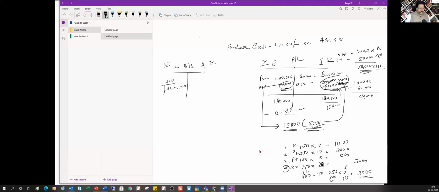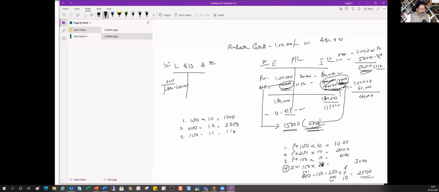Let me take the same example. First time, when I purchased 100 numbers, I purchased at 10 rupees, which is 1,000 rupees. The second time, when I'm purchasing 200 numbers, the rate has become 12 rupees. The cost has gone up, so my cost is now 2,200. The third time, when I buy 100 numbers, the rate has become 11 rupees. The price has dropped. So 1,100 is my total purchase cost.